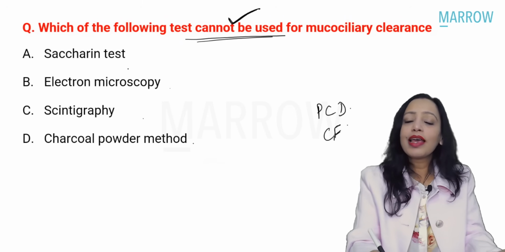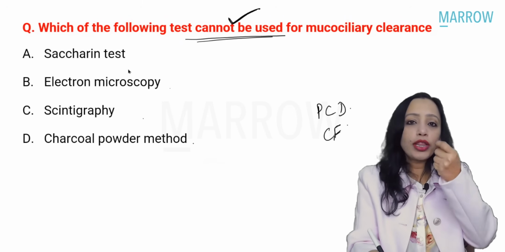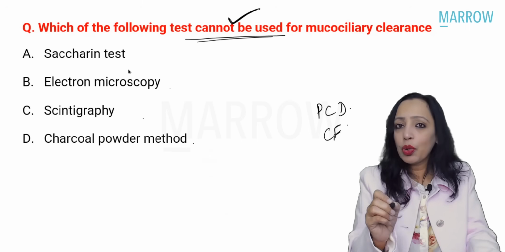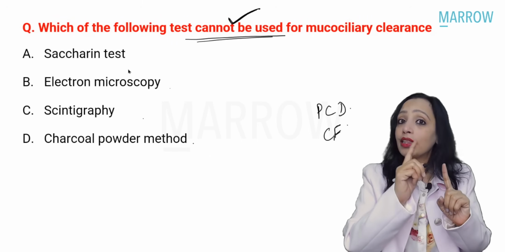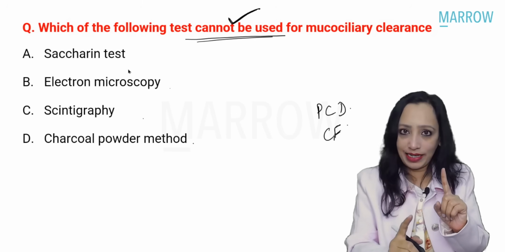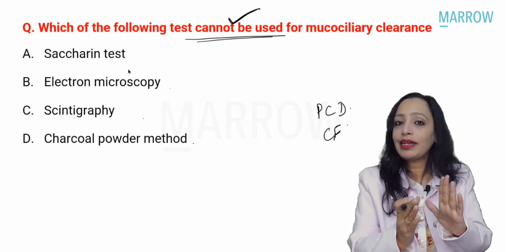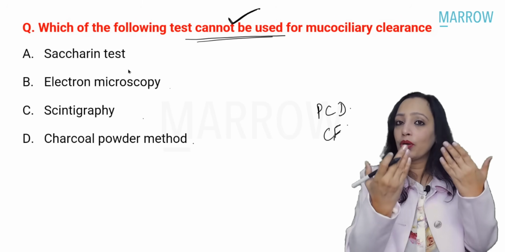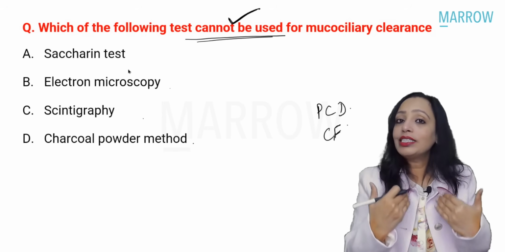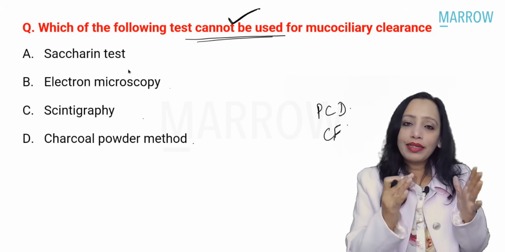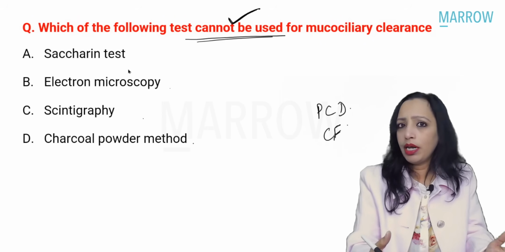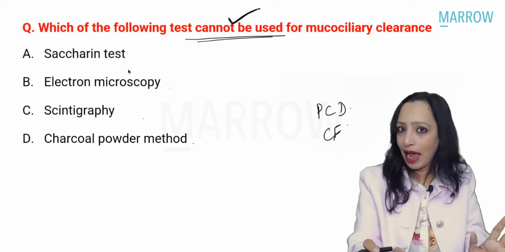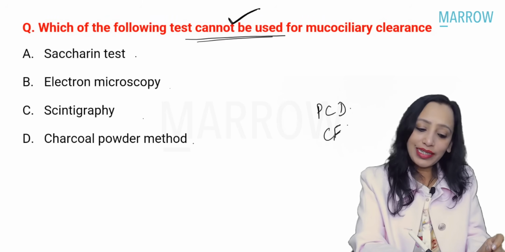What is the saccharine test? Saccharine is placed on the inferior turbinate, and the time is noted between placement of the saccharine on the inferior turbinate and the patient reporting a sweet taste. That indicates that the saccharine from the nose has got cleared into the oropharynx, and if this time is anywhere between 10 minutes to 30 minutes, that is considered normal. So that is the saccharine test.